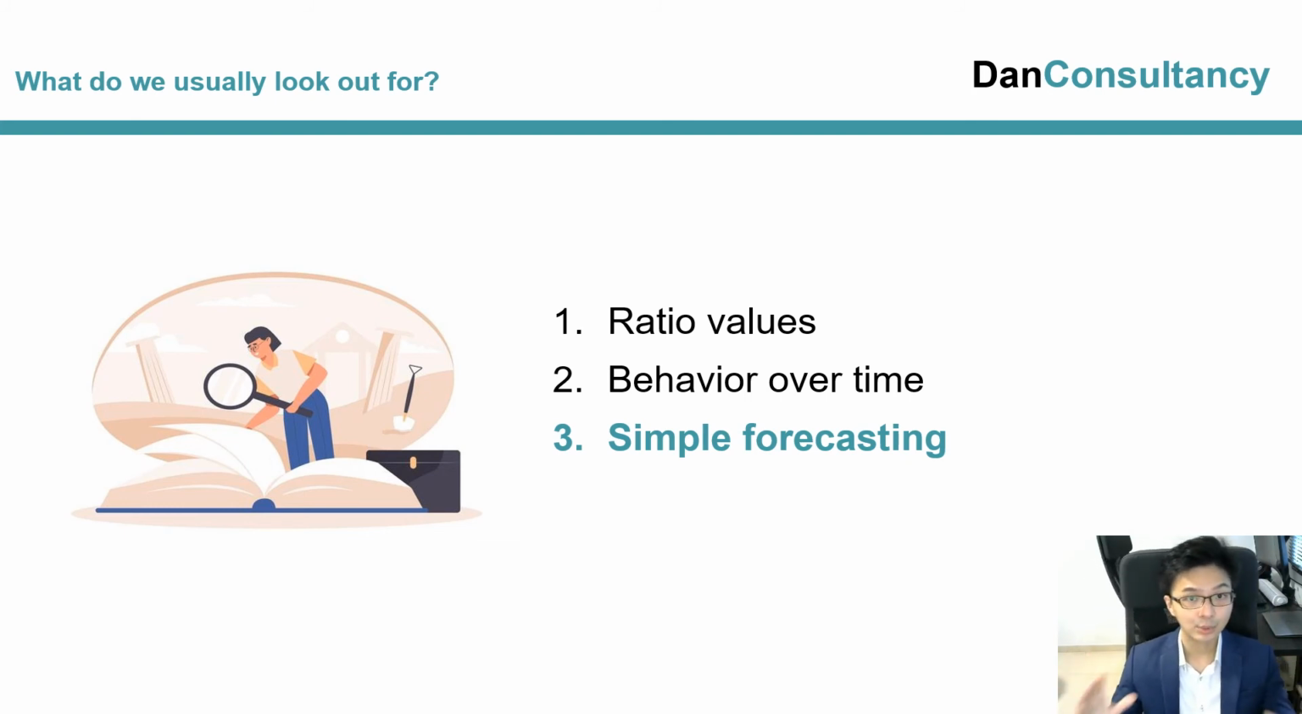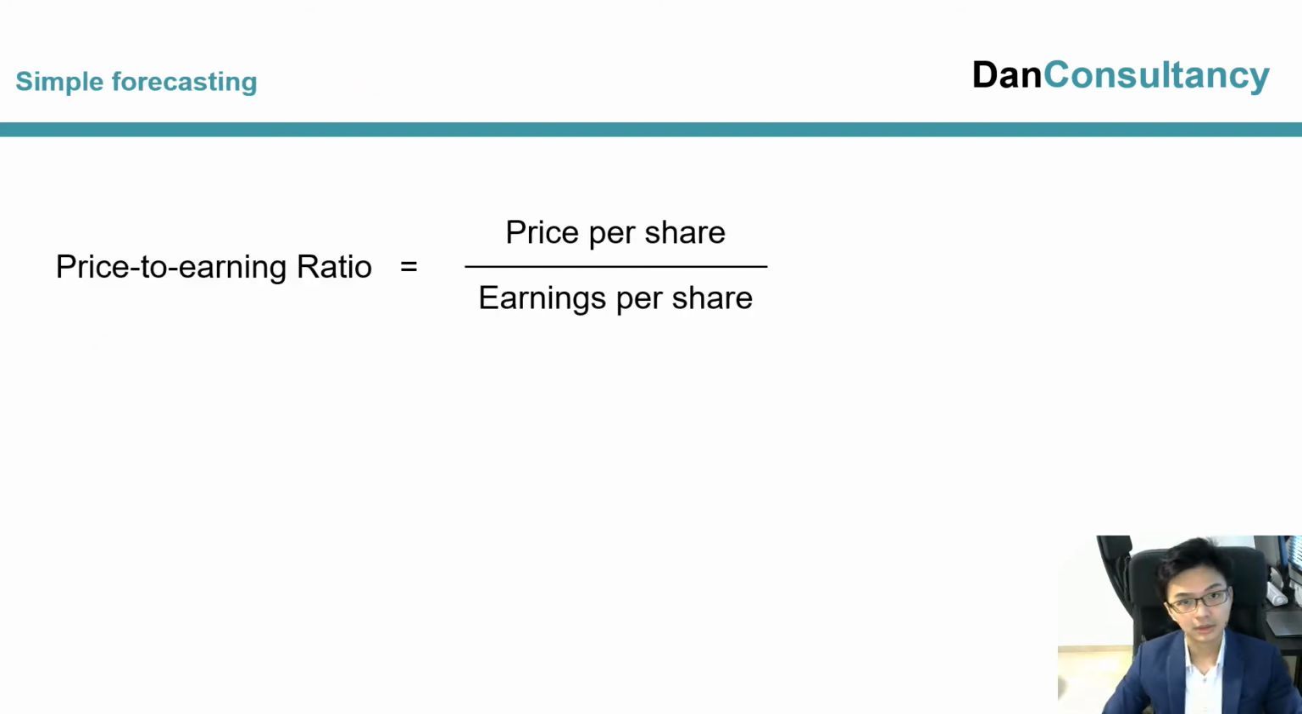The last thing that we will do after going through the ratio values as well as the behavior over time is to do a very simple forecasting to provide us with a general understanding of the range of the prices that we should be looking at under normal, under, and also overvalued situations. Now the way we do this forecasting is very simple. All we have to do is to stress test the different parts of the formula and work backwards to derive the price that we should be looking at.